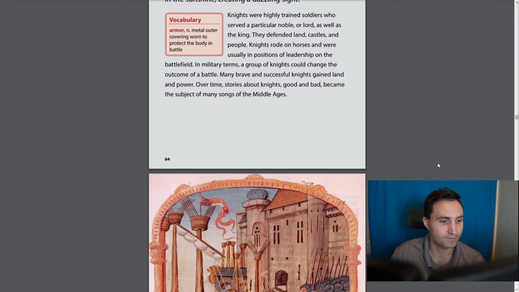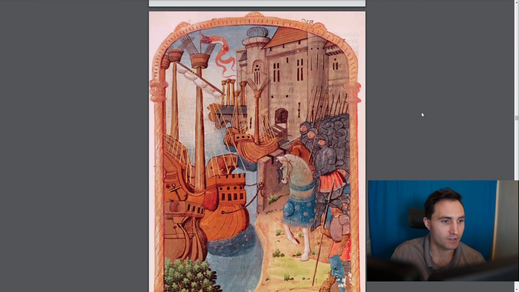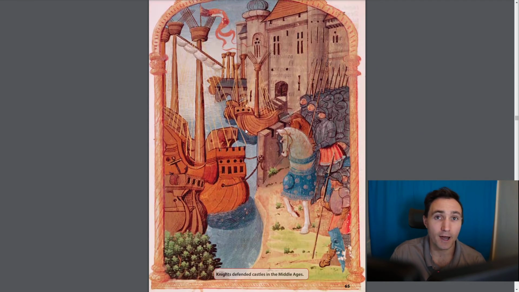Over time, stories about knights, good and bad, became the subject of many songs of the Middle Ages. So here's a little picture about the very beginning of this chapter when I asked you to close your eyes. It's kind of what you might have seen, something like this: knights defending castles in the Middle Ages.